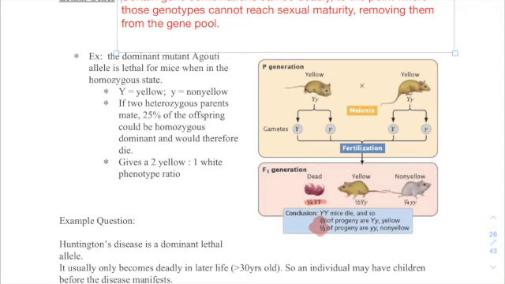So, removing them from the gene pool. Maybe gene pool is not the right word there, but okay. So the offspring phenotype ratio is altered by the missing deadly genotype.